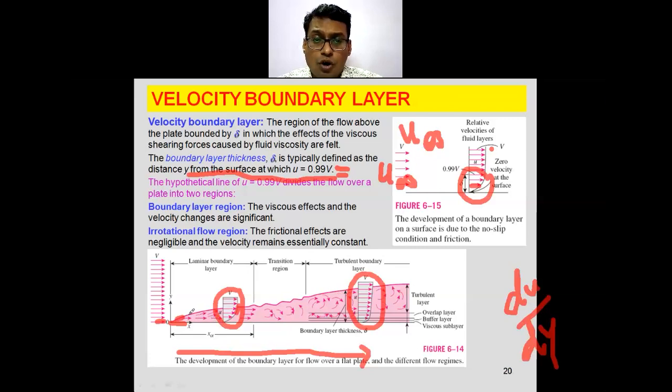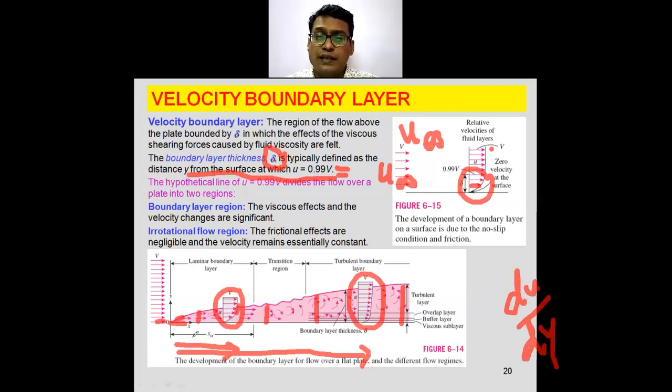Coming to what the boundary layer thickness will be, delta is defined as the boundary layer thickness. Boundary layer thickness at this point is this delta, at this point it is this delta, at this point it is this delta. So this boundary layer thickness is going to vary, and it depends on the distance x.